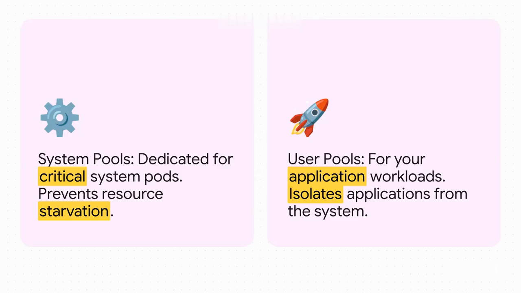You separate them using node pools. You create what's called a system pool, and it's a protected, dedicated space just for those critical system pods. Then, all of your applications live in their own separate user pools. It sounds simple, but this one act of isolation is one of the biggest things you can do to make your cluster dramatically more reliable.